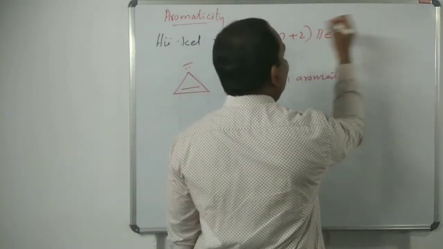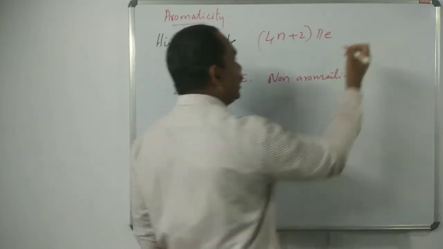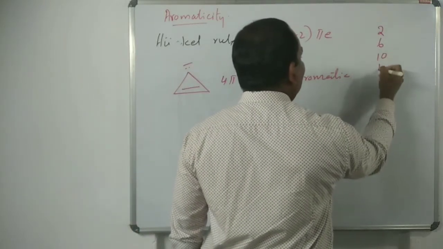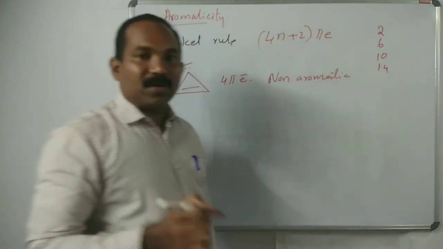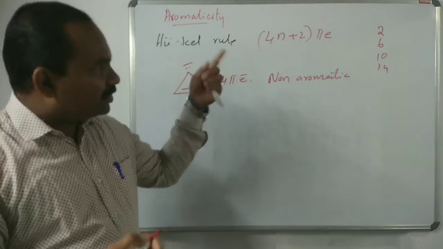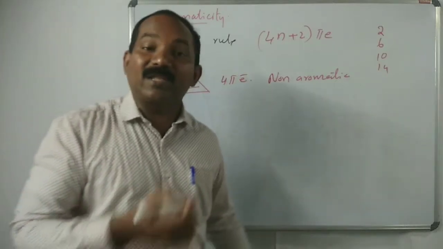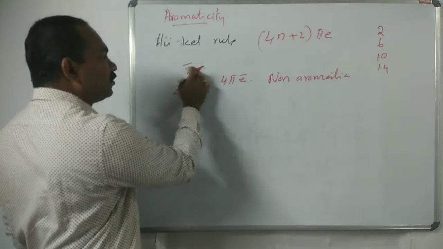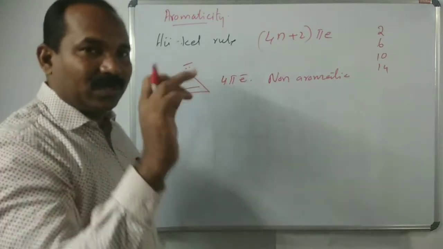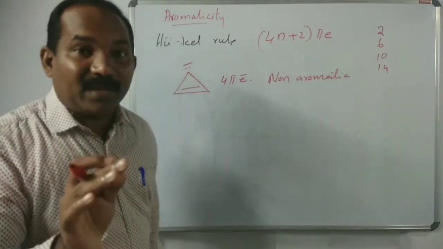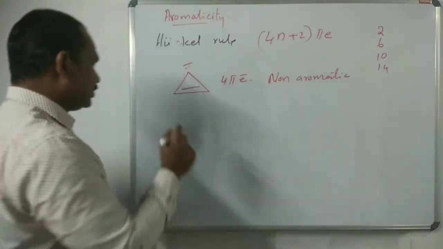That's very important, 4n plus 2 pi electrons. The numbers of 4n plus 2 pi electrons we already determined: 2, 6, 10, 14. Okay, 2, then plus 4, it is 6, 6 plus 4, 10, 10 plus 4, 14. The number is like that. So here 1, 2, 3, 4, 4 pi electrons, non-aromatic. Okay, but cyclopropenyl cation is aromatic.